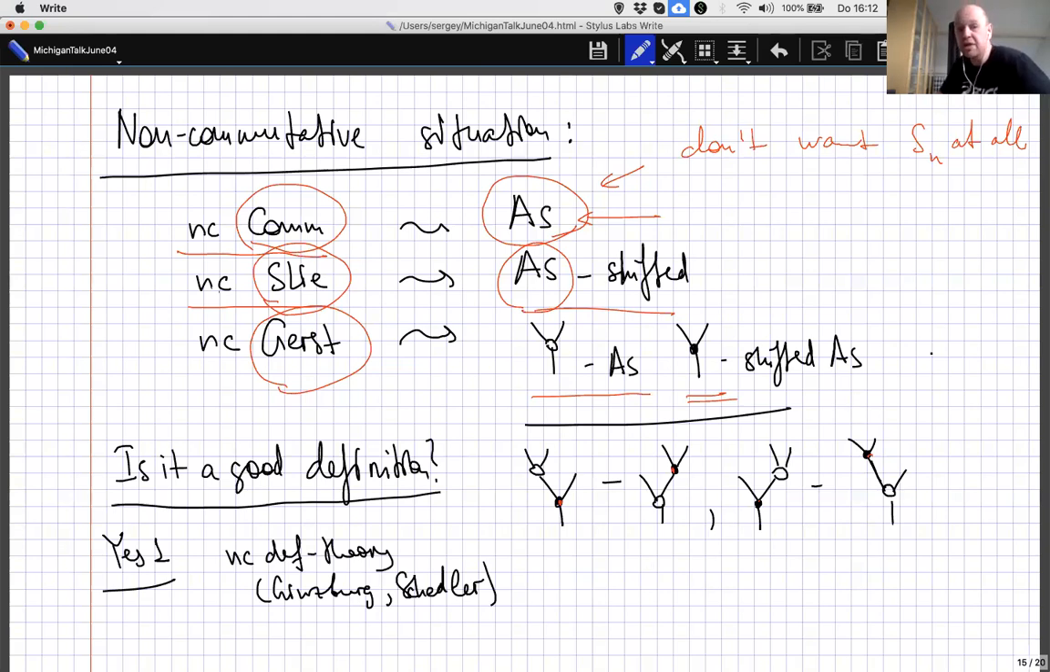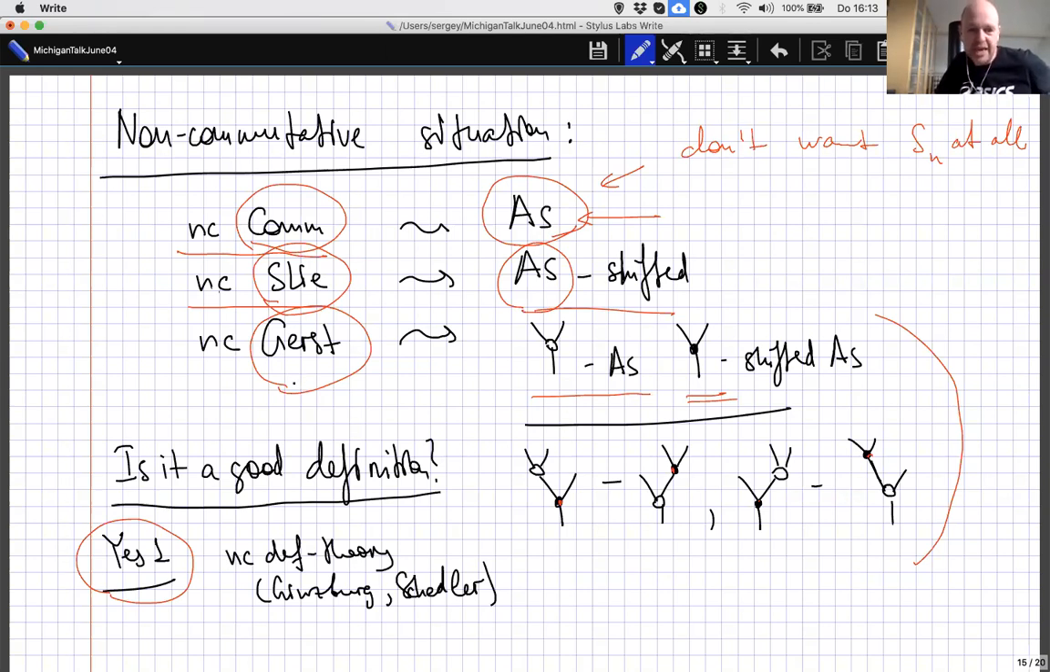The question is only whether this structure appears anywhere, right? Because if it does, then I did what I thought was logical, and I get some structure that is relevant in different examples. And indeed, I posed here a question whether it's a good definition, and I have several answers, and all answers are yes. So the first yes is the following. The Gerstenhaber algebra structure occurs in deformation theory in a natural way.